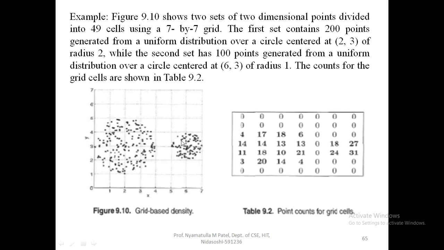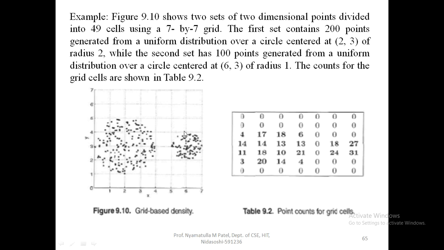The second set has 100 points generated from a uniform distribution over a circle centered at (6, 3), but here the radius is reduced to 1. In the previous example the radius was 2 with center (2, 3), and the second one has center (6, 3) with a radius of 1. It has 100 points, whereas the first one has 200 points.